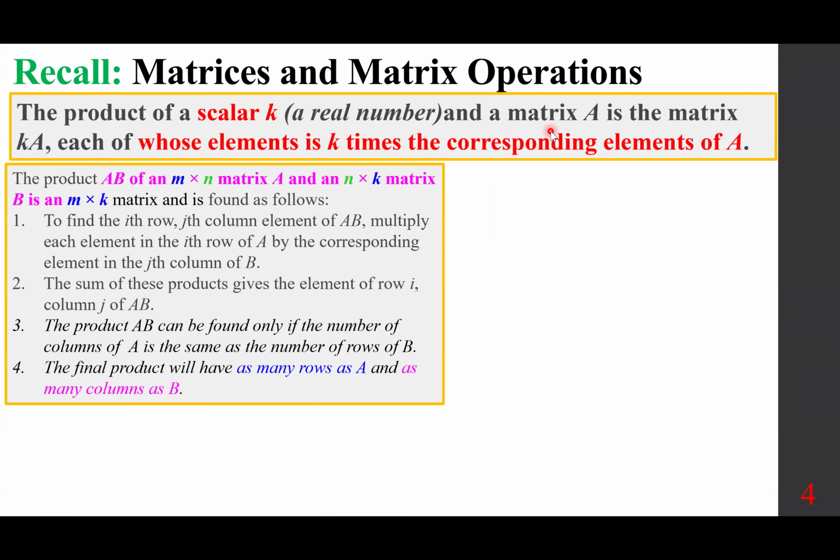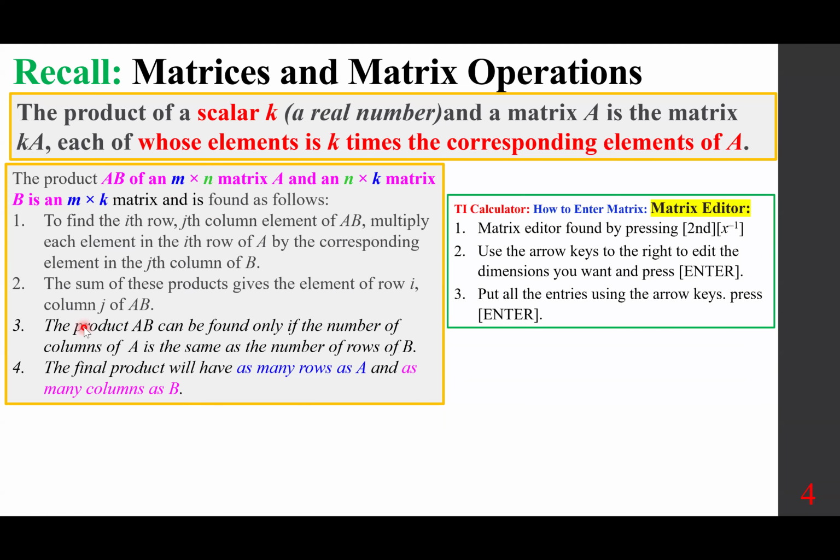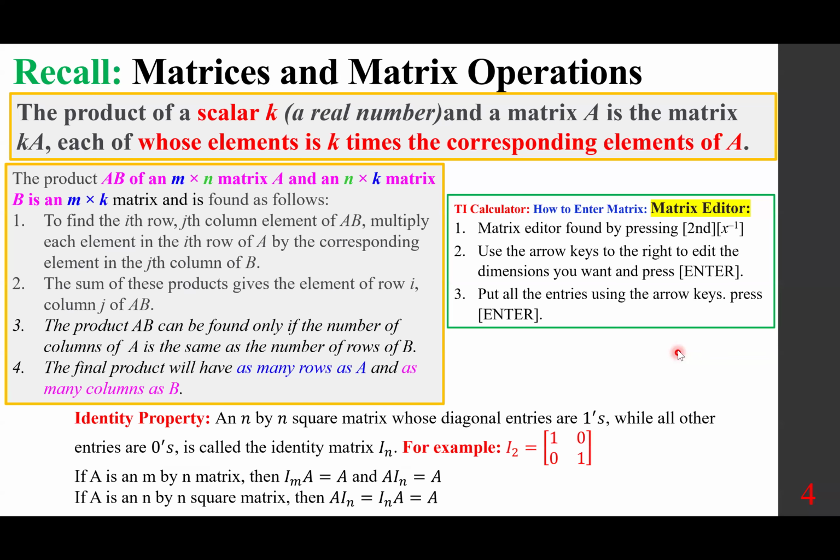The product AB of an m by n matrix A and an n by K matrix B is an m by K matrix and is found as follows. So the number of columns of the first and the rows of the second must be the same. The number of rows comes from the first one. The number of columns comes from the second one. Here's the process. I've gone over that. You can find it in the recorded session. You can use the matrix editor and a graphing utility.